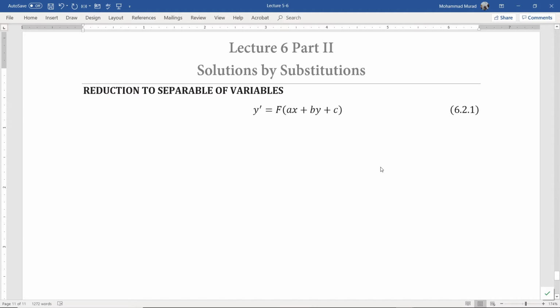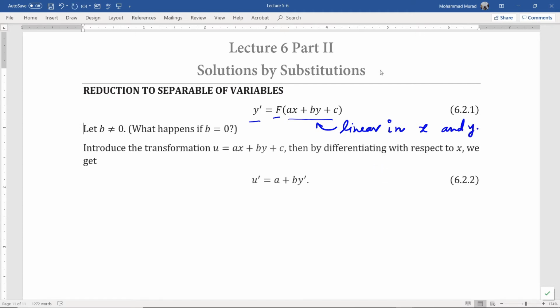Consider the equation as shown in equation 6.2.1. y prime equals some function f of ax plus by plus c. So the argument of the function f here is linear in x and y. Let the coefficient of y, b, be not equal to 0.